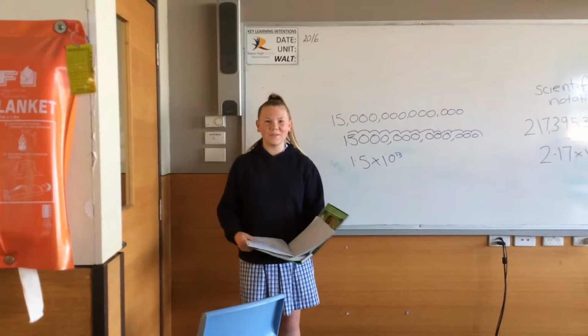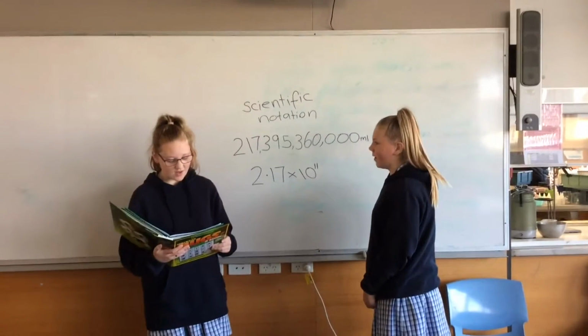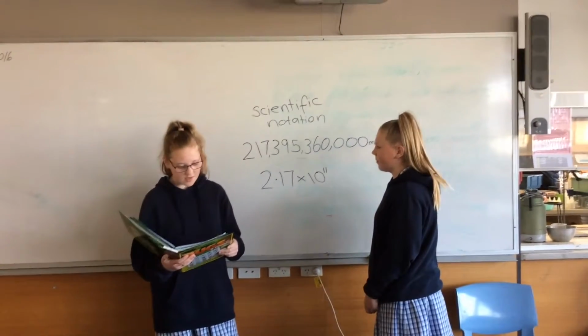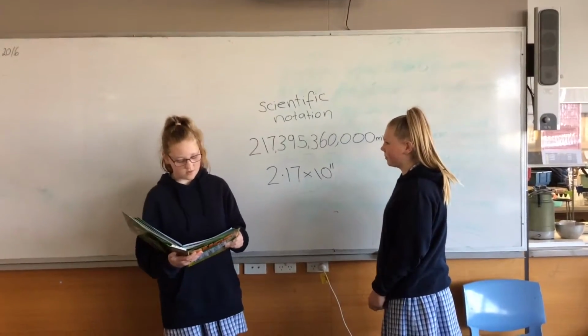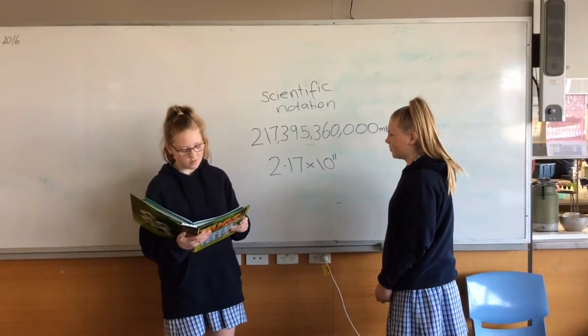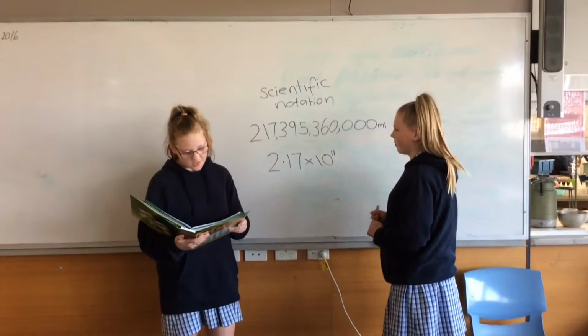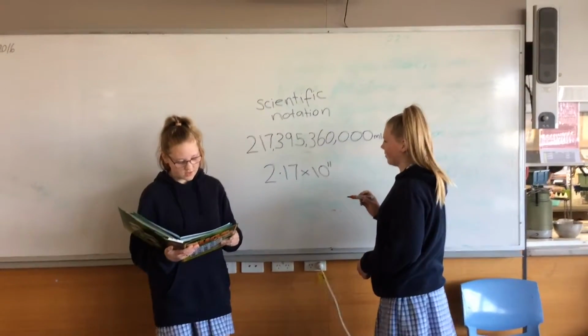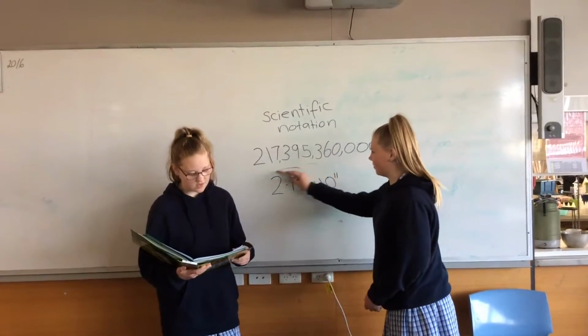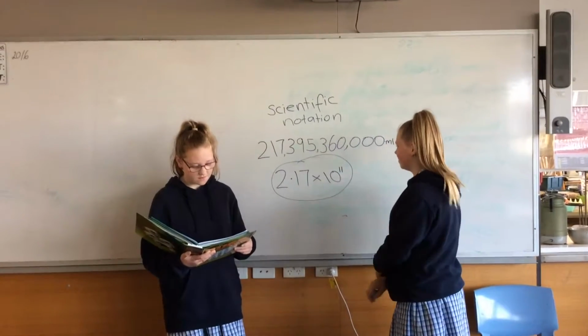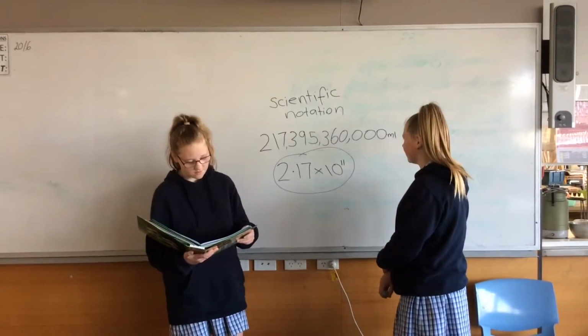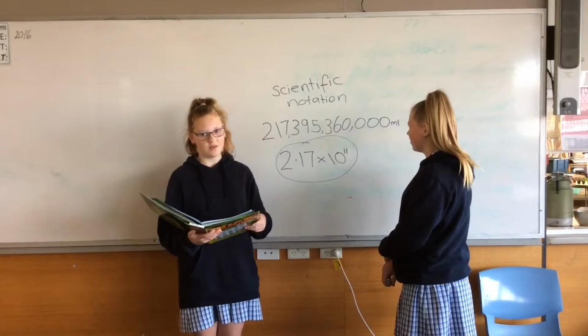Maths makes everything possible. Our hearts are truly special. The magnificent human heart pumps 217 billion and a lot more milliliters of blood in a lifetime. Pretty amazing, right? Did you know that another way to write this is 2.17 times 10 to the power of 11? This is scientific notation. Imagine having to write that big number the whole time.